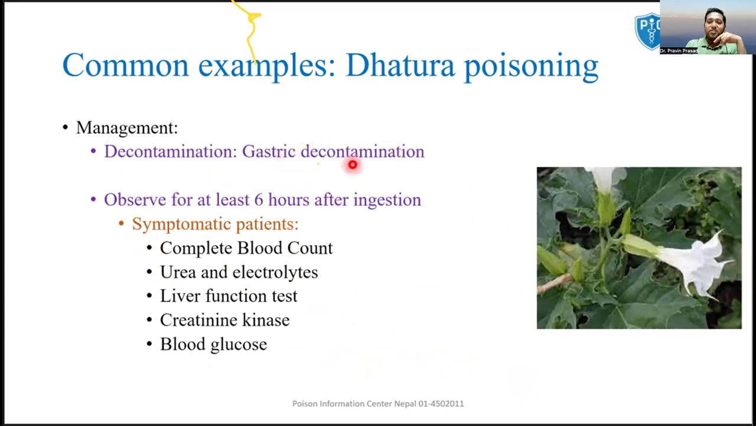Decontamination, if the patient presents early, it's a very good thing that we do, at least in our setup. We can go for gastric decontamination. And even if a person comes and there's no symptom at all, it's recommended we keep the patient under observation for 6 hours after ingestion. At the end of 6 hours, if there's no symptom, we can discharge the patient, send the patient home. If any symptoms are present, we have to perform the following tests and manage the patient accordingly.